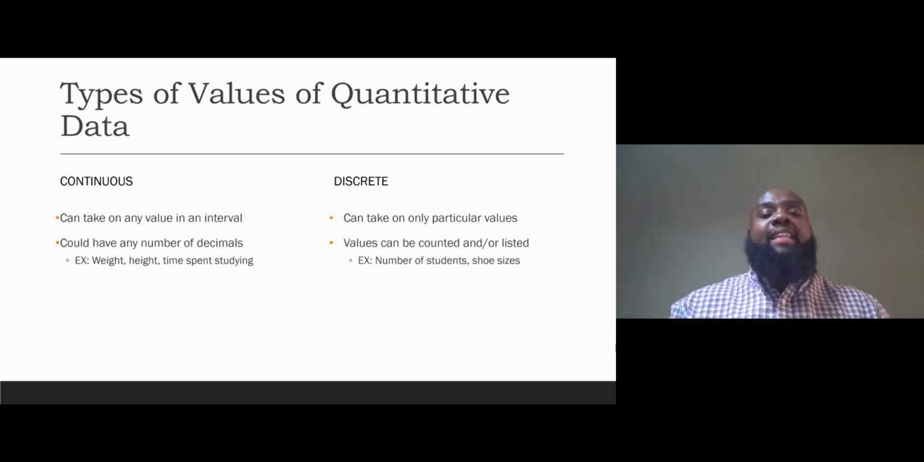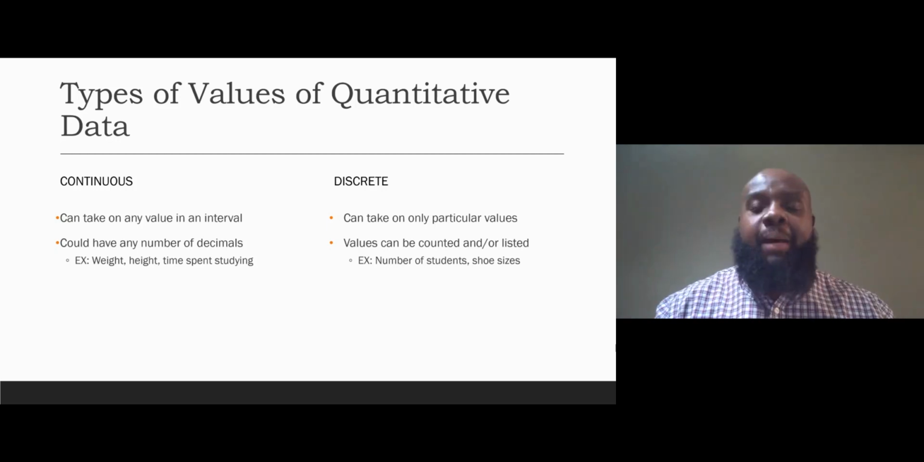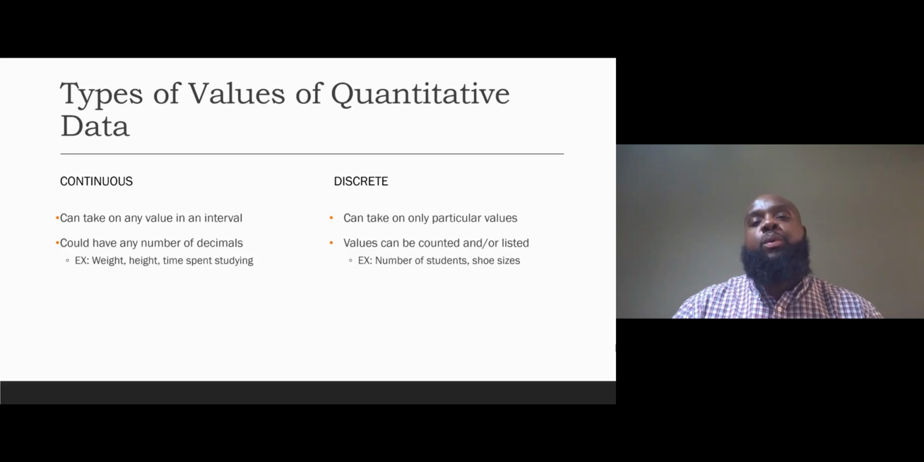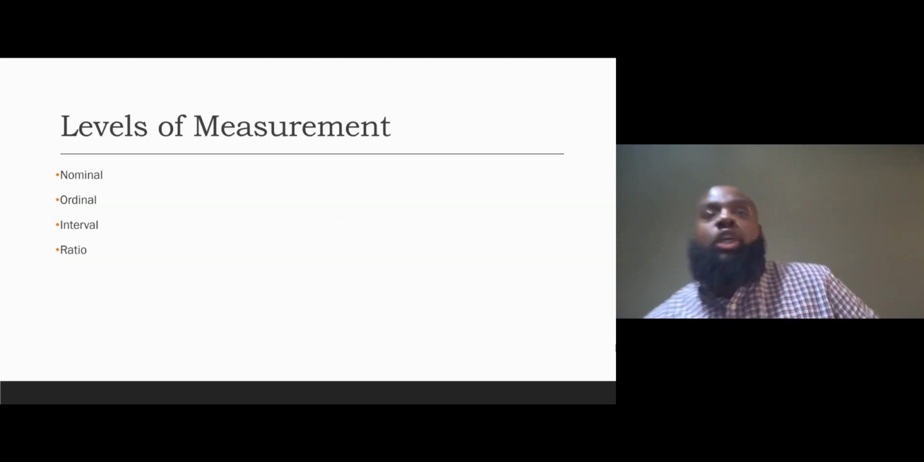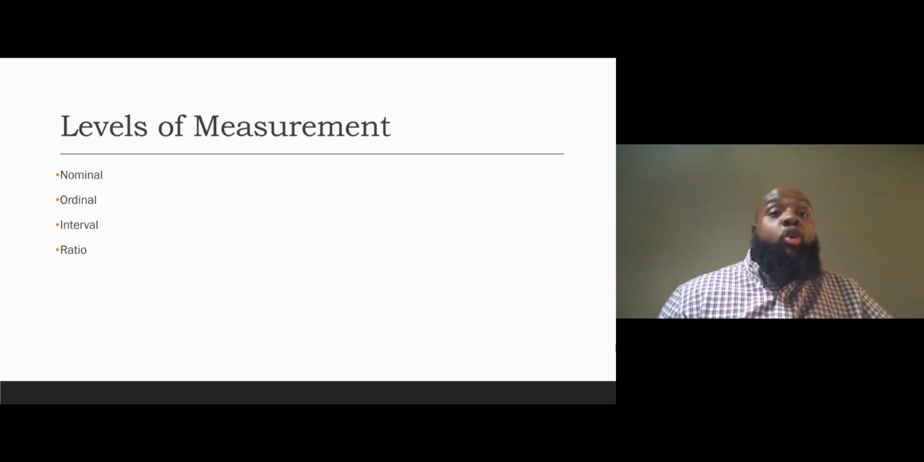All right. A lot of times I say, if it's the number of something, a lot of times in research, we'll see something like number of students or number of times a student has a certain behavior, things like that. Those would be considered discrete. A lot of physical things are continuous. All right, so that's looking at the values of quantitative variables.